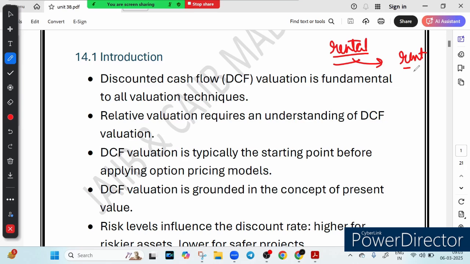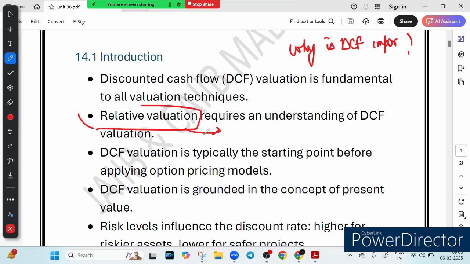So the question is, why is DCF so important? DCF valuation is the foundation of all valuation methods. Even when we compare companies based on market trends, which is what you have heard of as relative valuation, we still need to understand DCF first. We are comparing companies based on market trends, but we still need to understand DCF first.